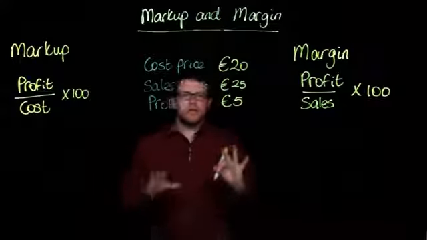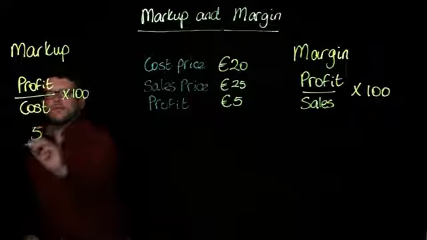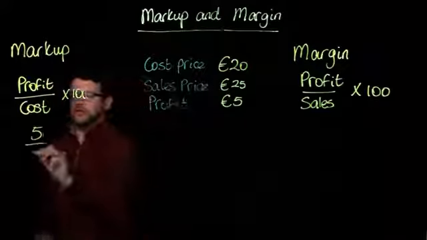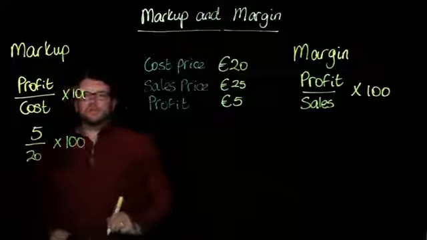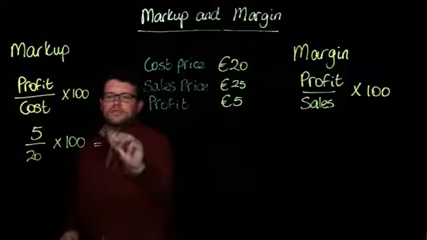So markup in this case is going to be 5 over my cost, which is 20. And I times that by 100 to make a percentage. Well, 5 over 20 is 1 over 4. 100 divided by 4, that's going to be 25%.